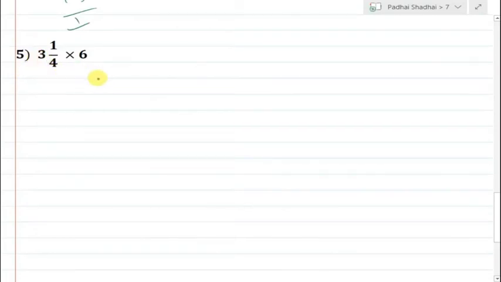Next question 5. 3 integer 1 by 4. 4 3s are 12 plus 1 is 13 by 4, into 6. We will put 1 as a denominator of 6. Now we have to multiply 13. Here we can cut out. If we check it here, yes, both of them can be cut out by 2. 2 2s are 4 and 2 3s are 6. So now the fraction is 13 by 2 and here 3 by 1.